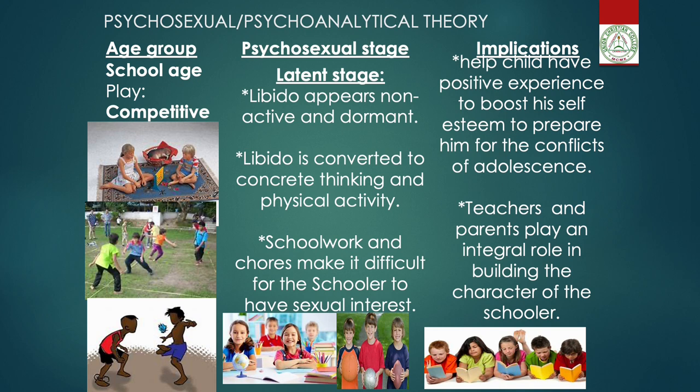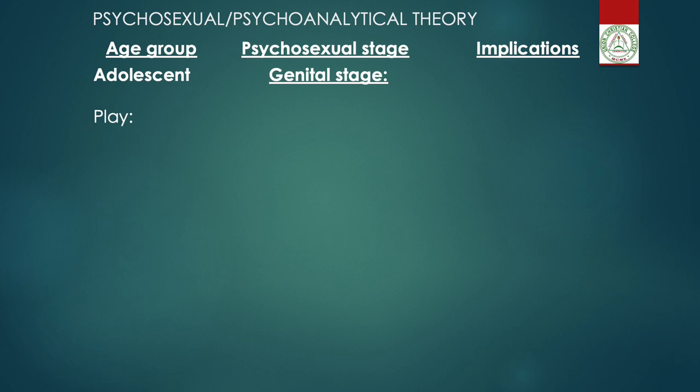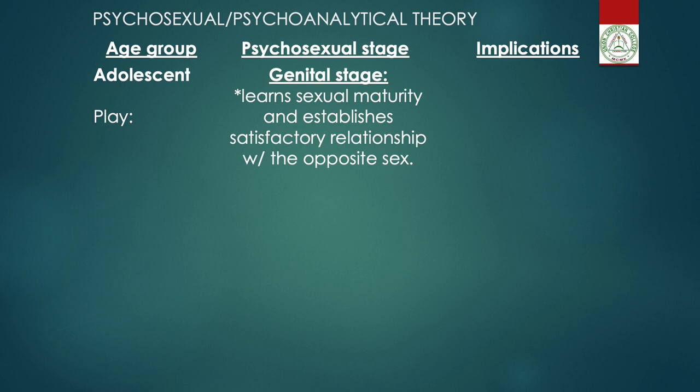Now, we also talk about the adolescent period wherein they are under the genital stage of the psychosexual development. Sabi dito, the adolescent starts to learn about sexual maturity and they start to establish satisfactory relationship with the opposite sex. Kung kanina po sa preschool period, yung bata po interested siya sa kanyang sariling sex organ, during the adolescent period, their interest will already stem out of their body. Sabi nila, alam ko na ako ay may penis or ako ay may vagina and now it's time for me to explore the world and I will now relate to the opposite sex.